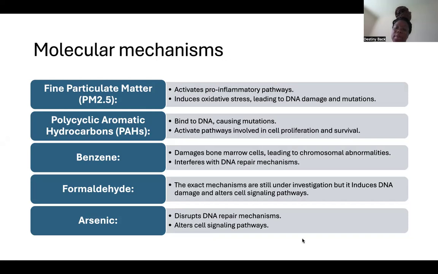Benzene damages bone marrow cells, leading to chromosomal abnormalities, and interferes with DNA repair mechanisms. Formaldehyde: the exact mechanisms are still under investigation, but it induces DNA damage and alters cell signaling pathways. Arsenic disrupts DNA repair mechanisms and alters cell signaling pathways.